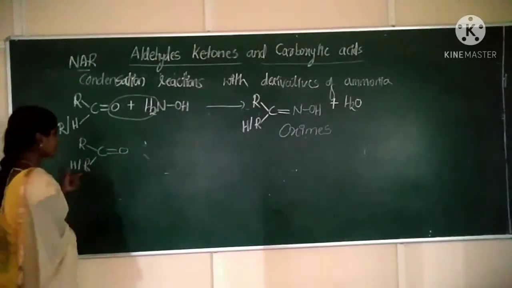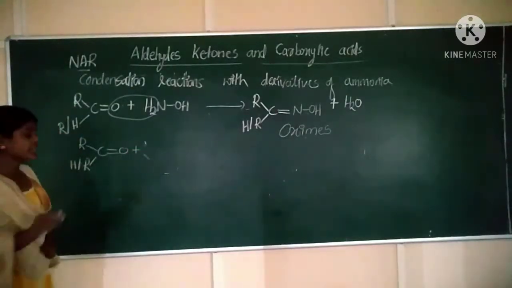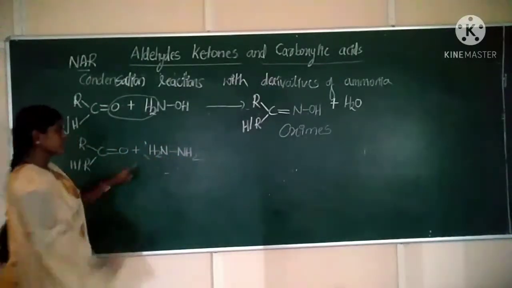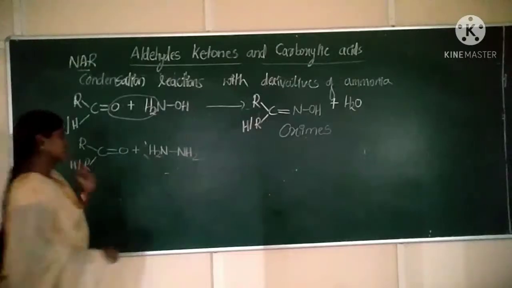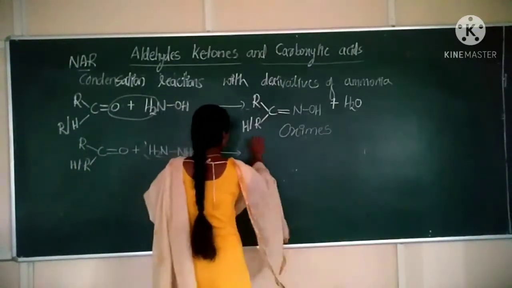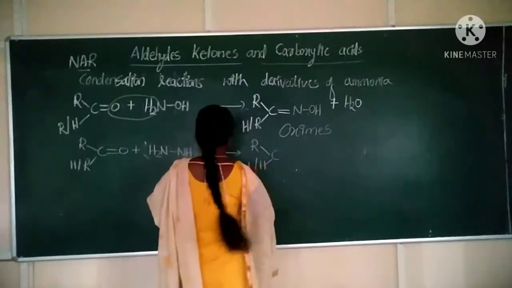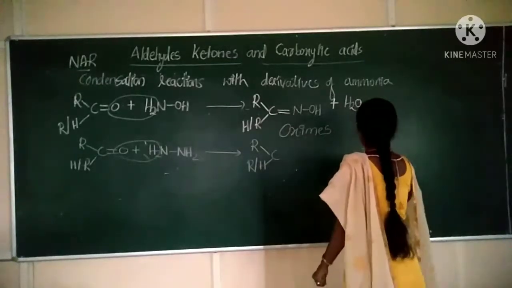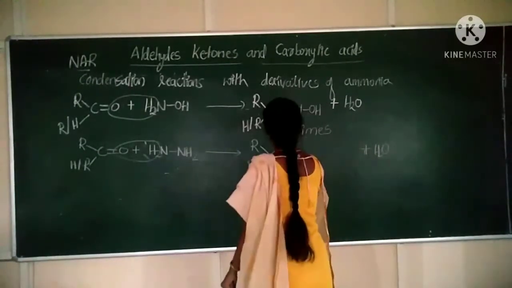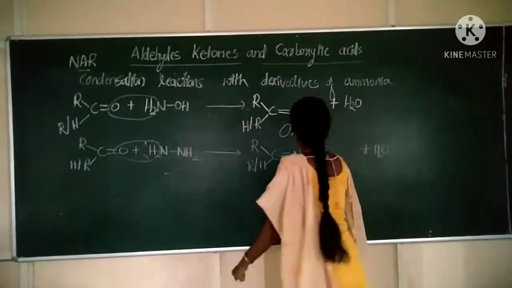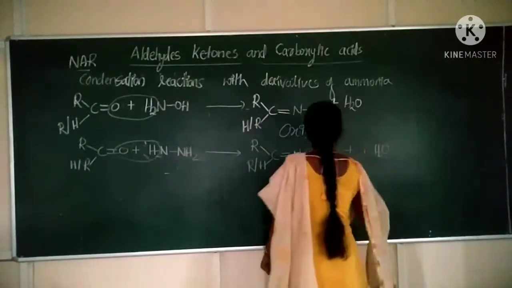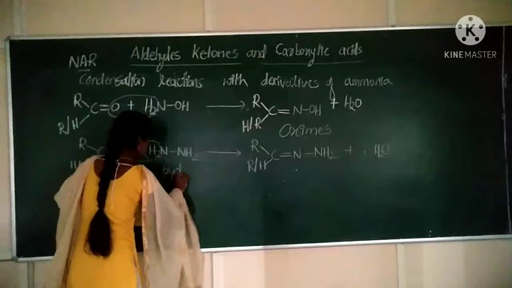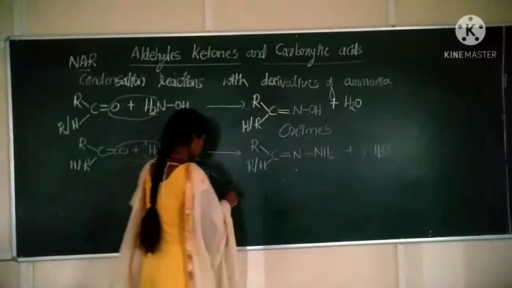Aldehyde or ketone reacts with what? Hydrazine. Hydrazine is formed by H2N NH2. H2N NH2 is called what? Hydrazine. Now, write the reaction R C H R. Now, remove this water molecule, H2O, plus double bond N. So this is what we call hydrazine, NH2. This one is what? Hydrazone.